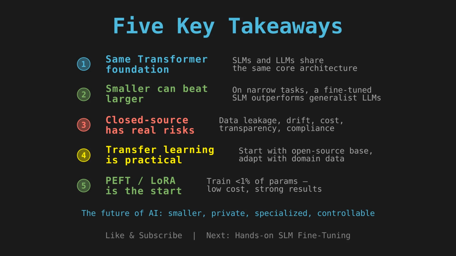Fourth, transfer learning and PEFT make domain specialization practical and affordable. You do not need a supercomputer to customize AI. And fifth, PEFT methods like LoRA, training less than 1% of parameters, are the best starting point for most business use cases. The future of practical AI is not about the biggest model. It is about the right model, trained on the right data, deployed the right way. Smaller, private, specialized, and fully under your control.